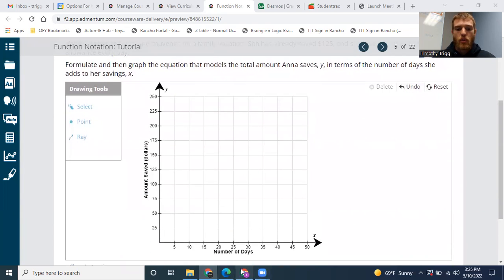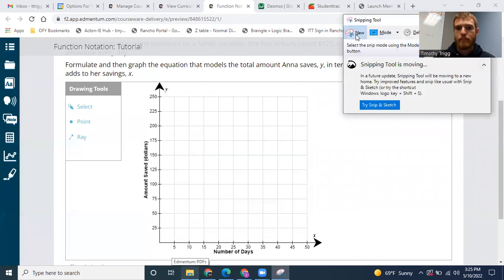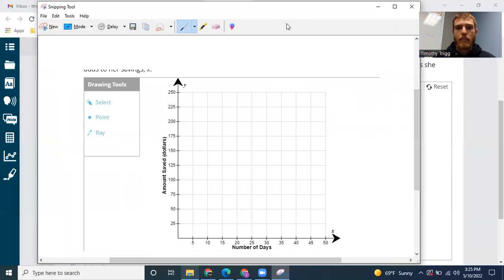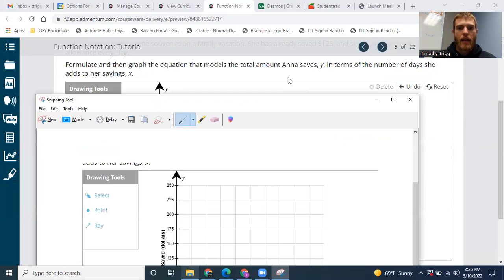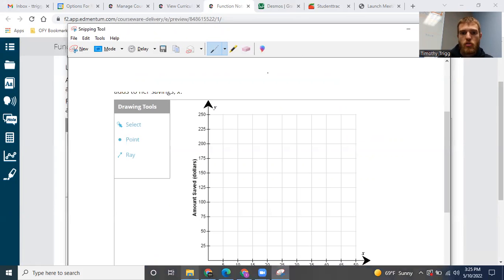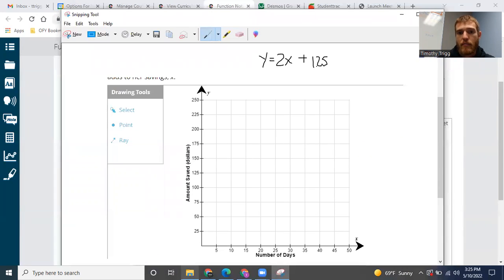Okay. So basically, let's get my snipping tool here. So basically, here's our graph. The amount she currently has, it says $125, and she saves $2 every day. So our equation is going to be Y equals 2X plus 125.